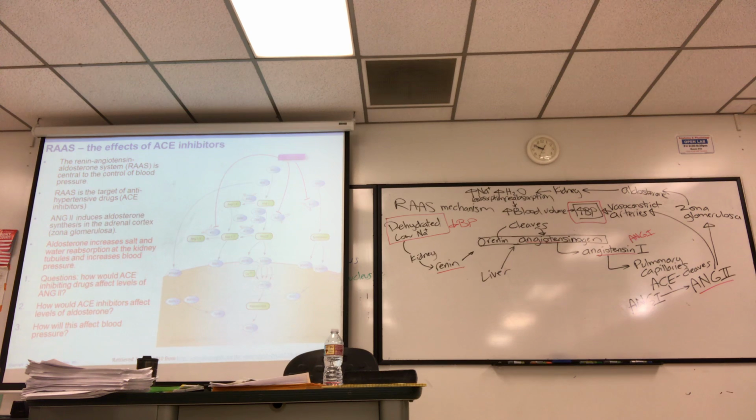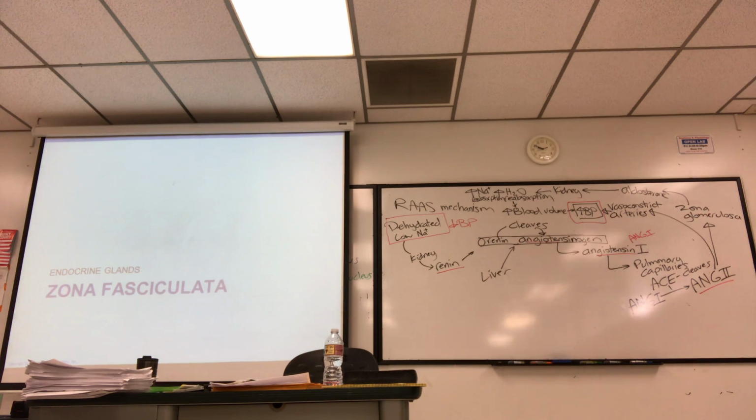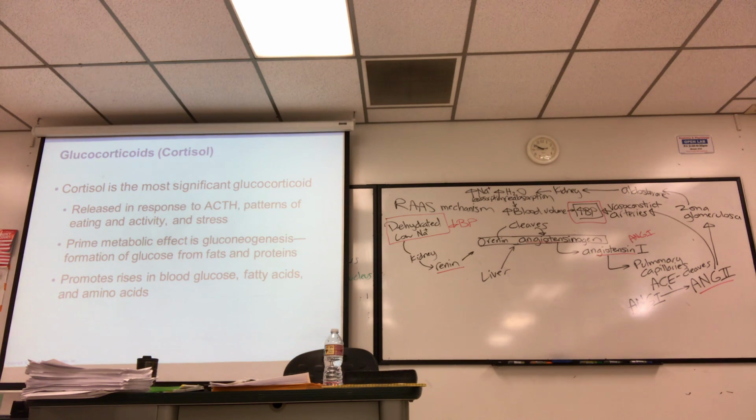That answers those questions here. ACE inhibiting drug. So that's zona glomerulosa, that's aldosterone. Fasciculata, I wanted you to know cortisol.